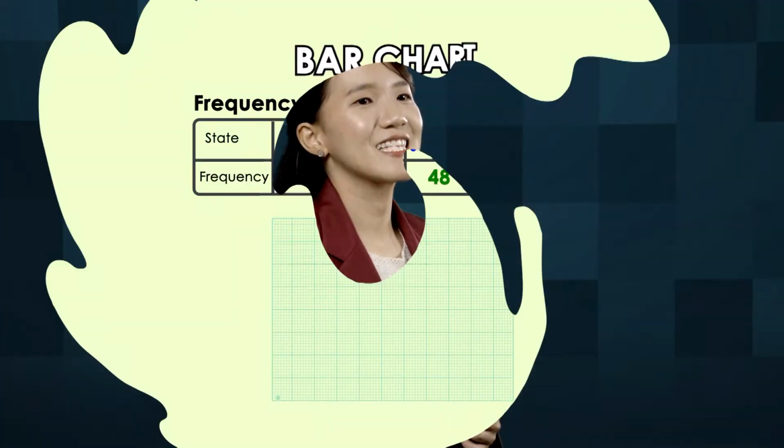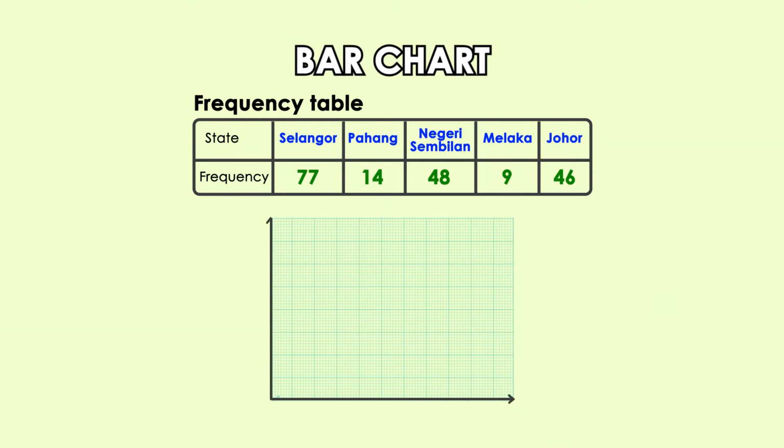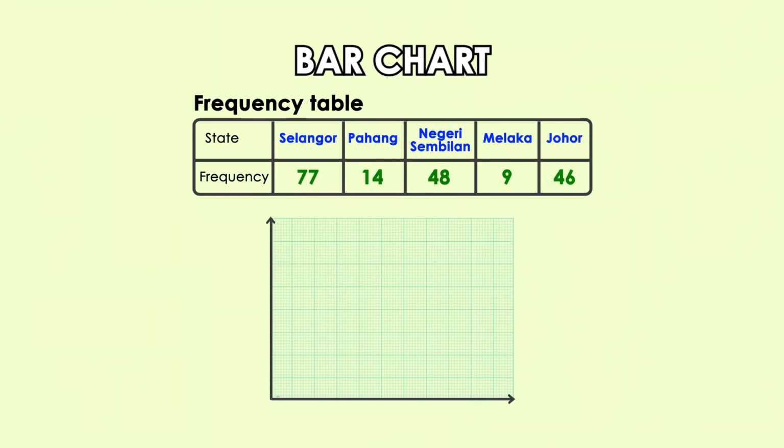Boys and girls, what is the first step in constructing a bar chart? Yes, draw the x-axis and y-axis. What is step 2? Terrific! Choose one of the axes to mark a suitable scale and label the axis. What about the x-axis? What label should we put as x-axis? Excellent! We should label the states at the x-axis. Then, we should label the number of cases at the y-axis.